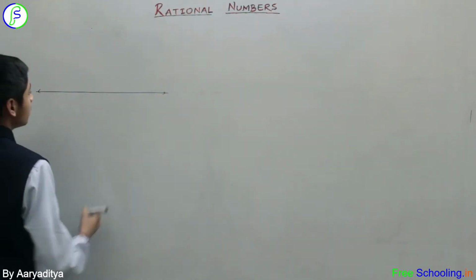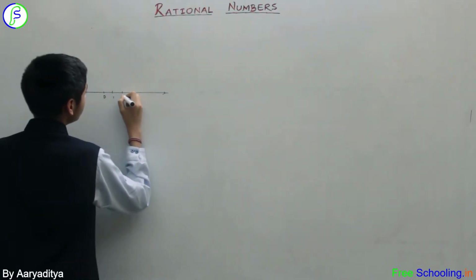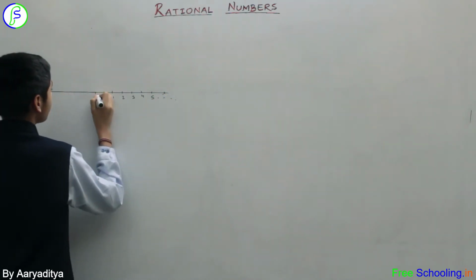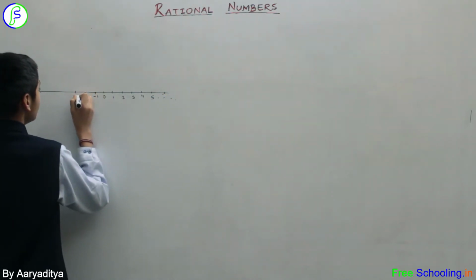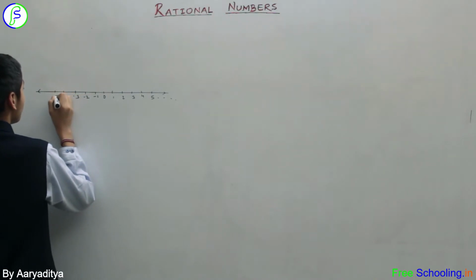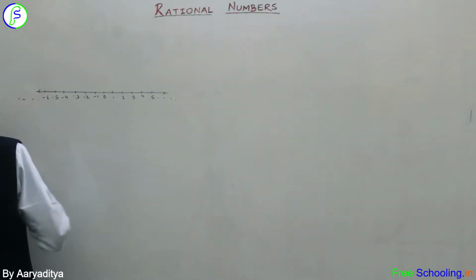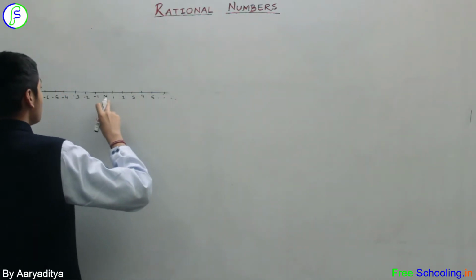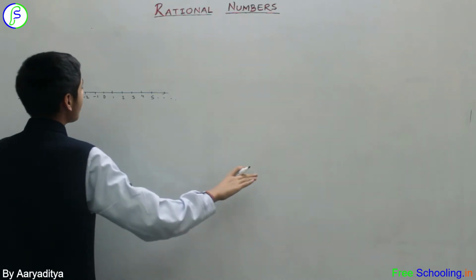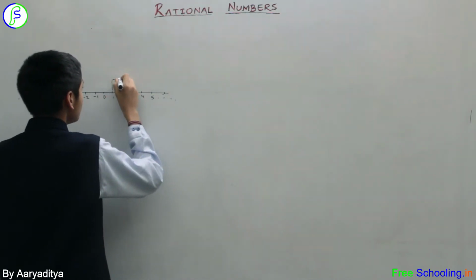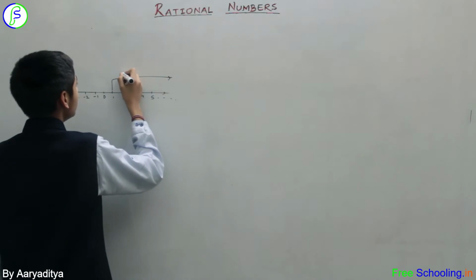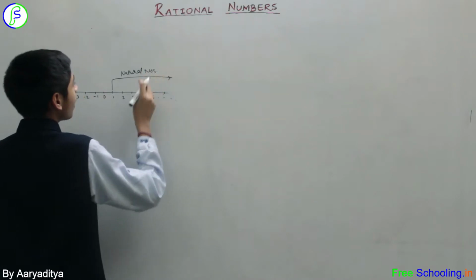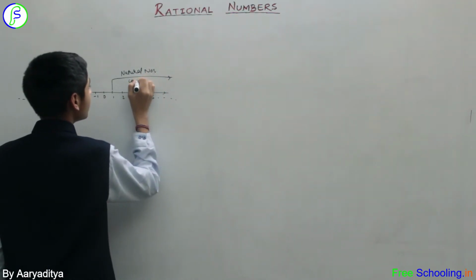Okay. Now we got 0, 1, 2, 3, 4, 5 and so on. And then we got minus 1, minus 2, minus 3, minus 4, minus 5, minus 6 and so on. Okay. So now if I take numbers starting from 1 and moving on to the right hand side of the number line, those numbers are known as natural numbers. Or you can also say them as counting numbers.